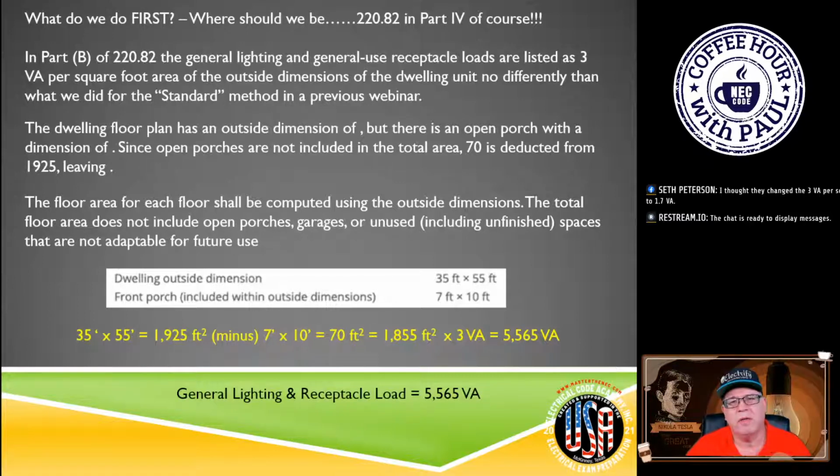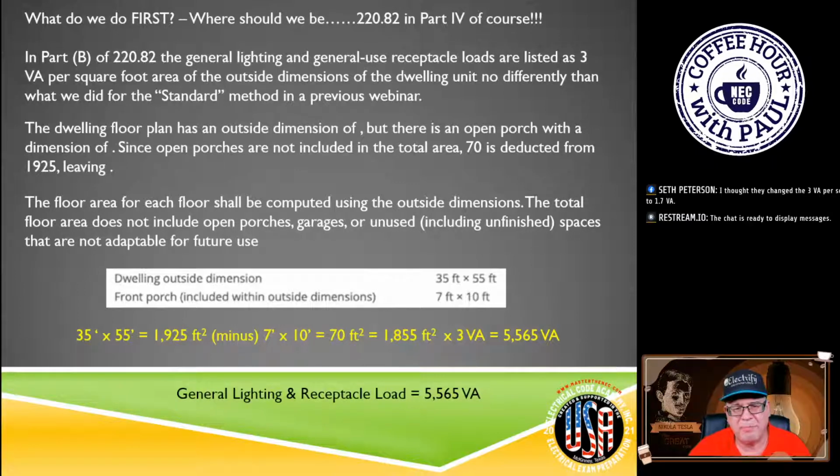All right, so we're also going to do the exact same thing. It's still going to be giving us 3 VA per square foot, which is the same as you had with the standard method. We're going to use the outside dimensions, no differently than we did the standard method. See, we're starting off, it's just as easy, right? It's no different than we did with that standard method in the previous coffee hour where I talked about the standard method. Obviously, also, we have that open porch of 70 feet that we have to deduct away from it. Remember, that's part of those overall dimensions.